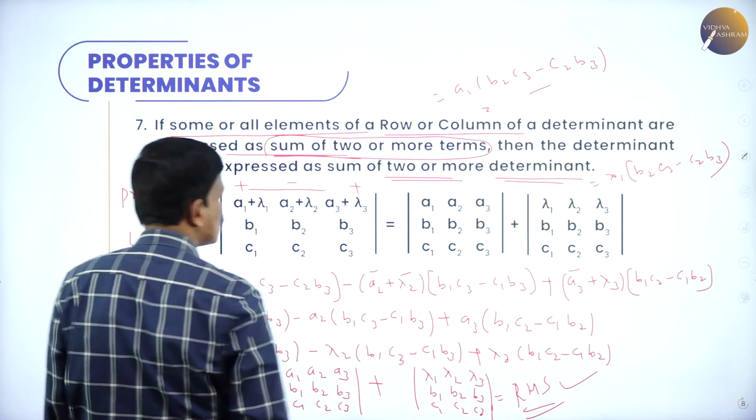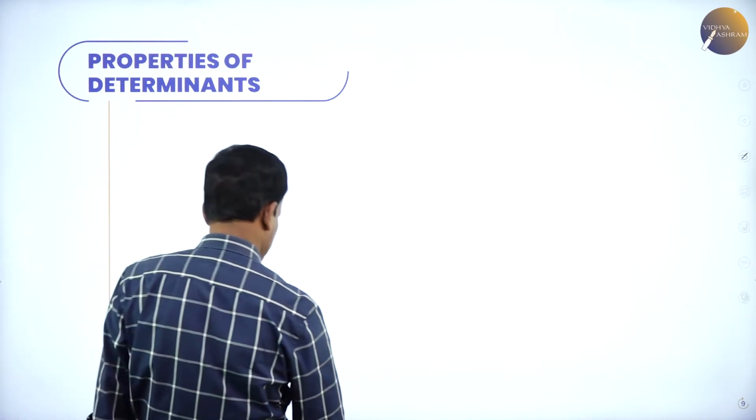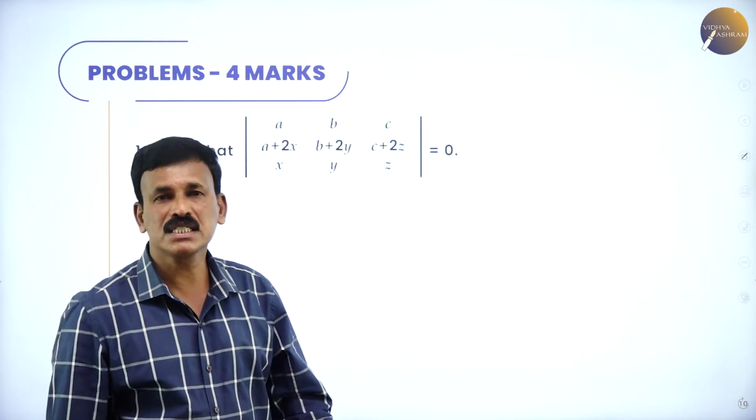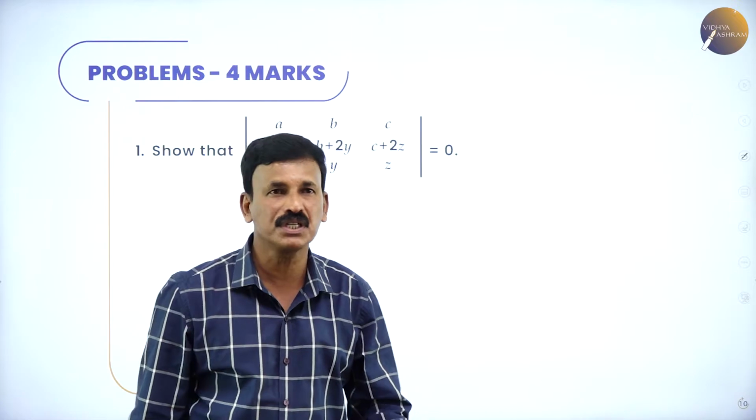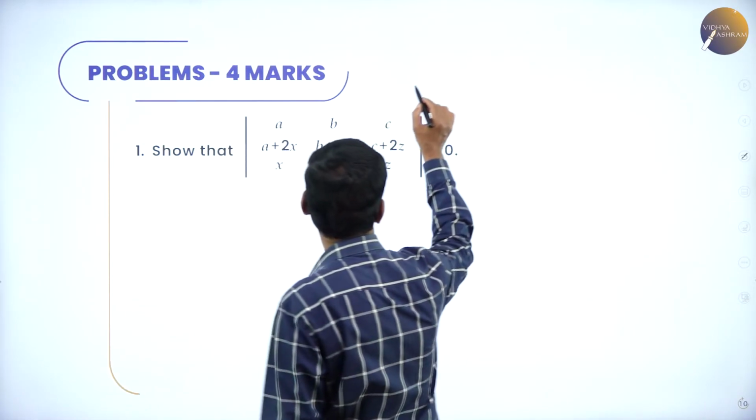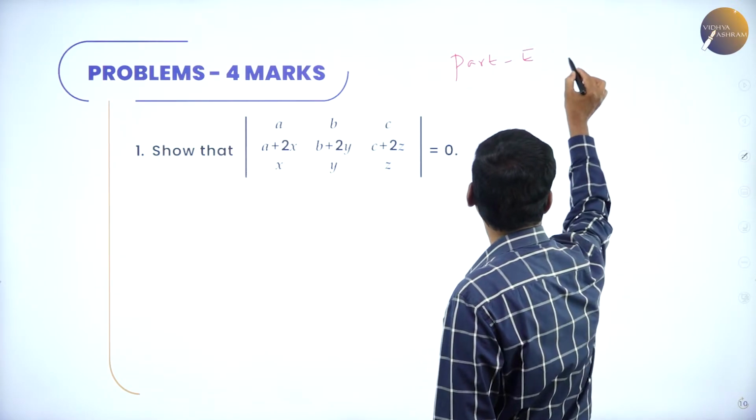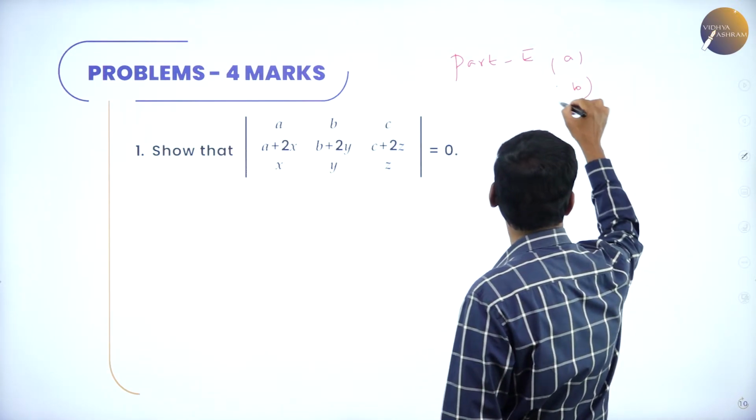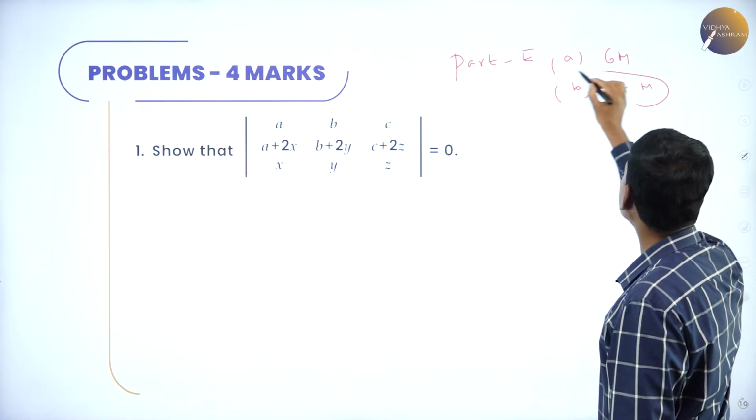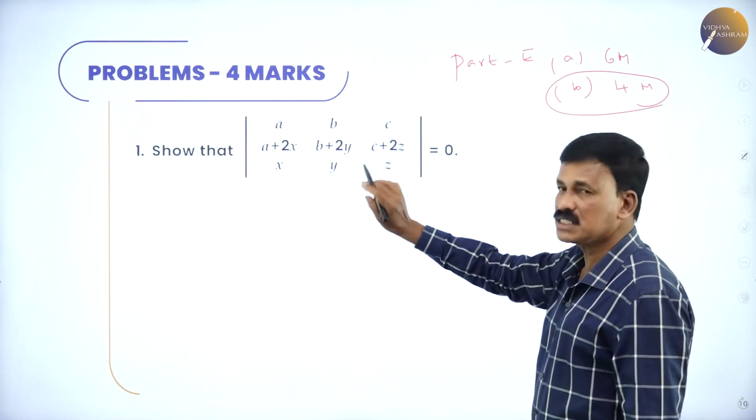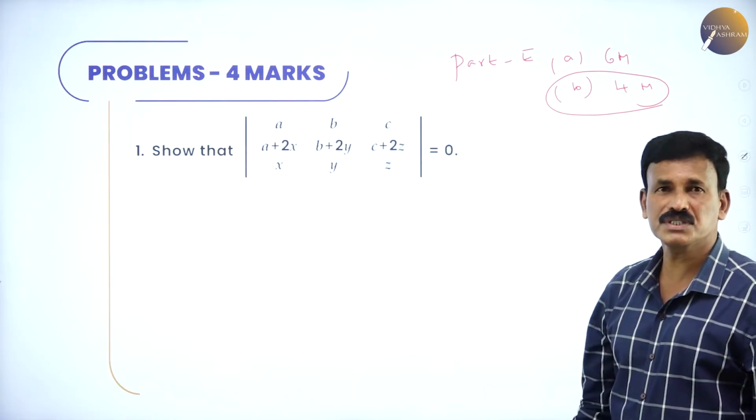Now let us take one example for this. Let me take an example on properties of determinants. Let us discuss some problems based on these properties. These types of problems are very important. Usually you will get more questions in part E. So in part E, there are 2 questions, question A and question B. This is for 6 marks and question B for 4 marks. So usually you will get this type of problems in this part. Very important. You can expect a question from this.